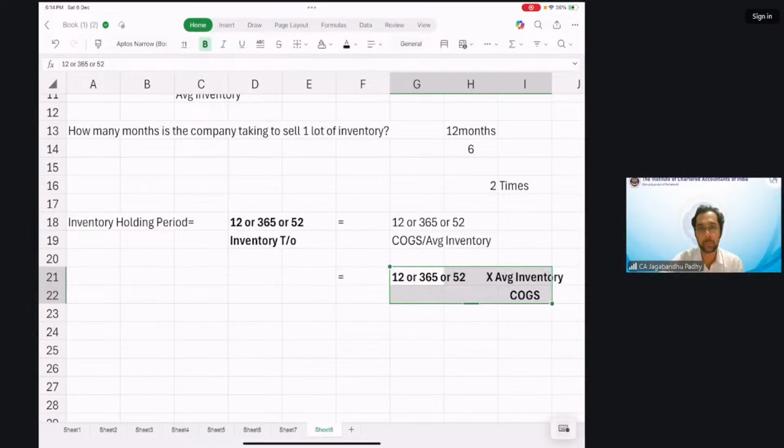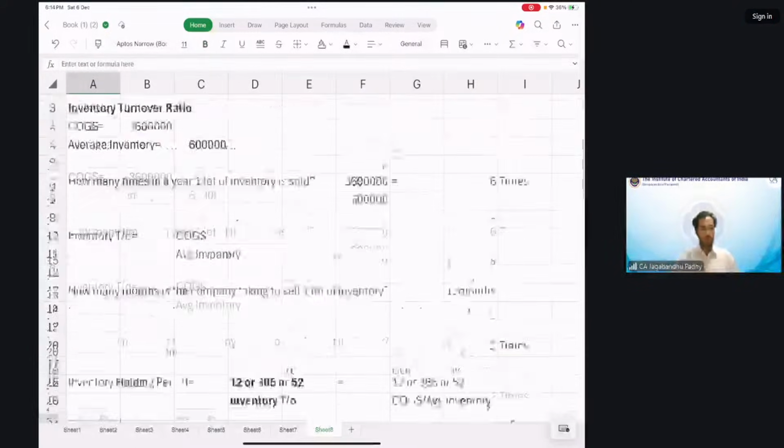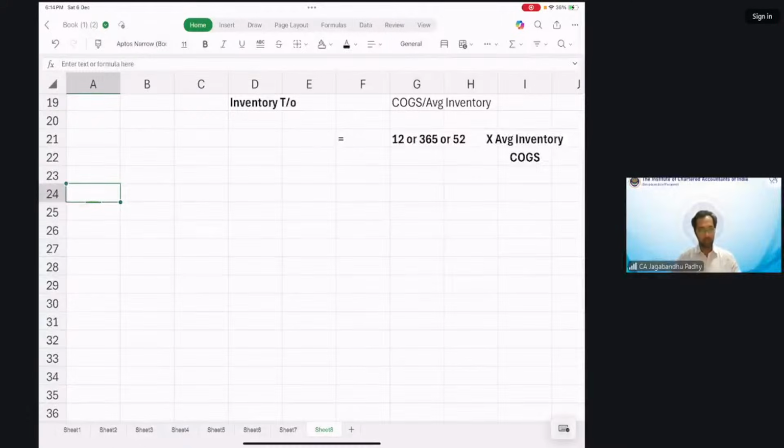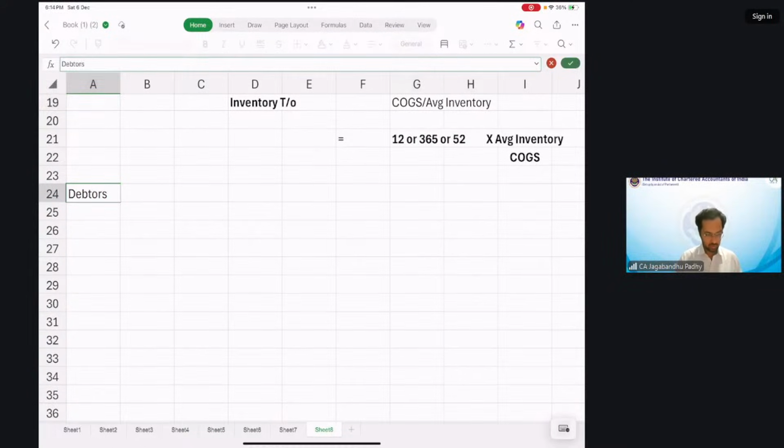Okay. Perfect, guys. Are we clear? Okay. Now let's go for some more of such activity ratios. So this was about inventory turnover ratio. Same way, we are going to discuss about debtors turnover ratio.